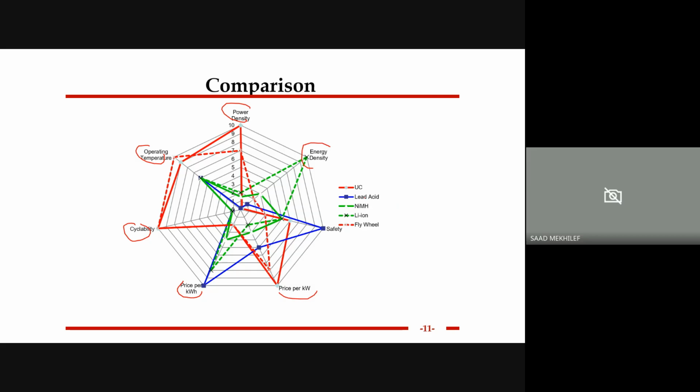So if you look into the ultracapacitors, they actually have a very good power density. Yes, they have very low energy density, which is expected. They can operate at a very wide temperature range, very good. And they have a lot of cycles, very good. And also the price per kilowatt is quite good.